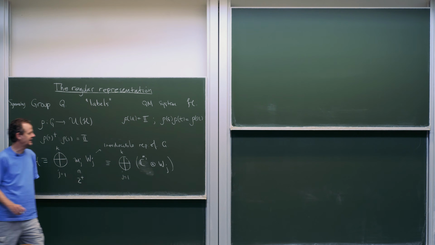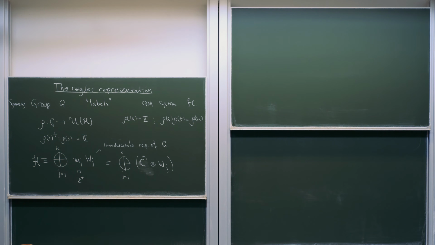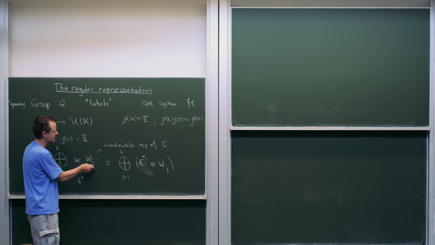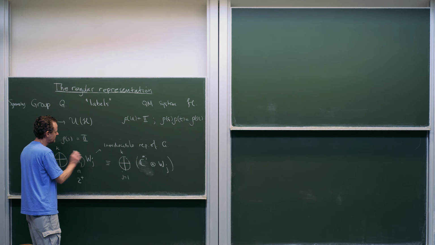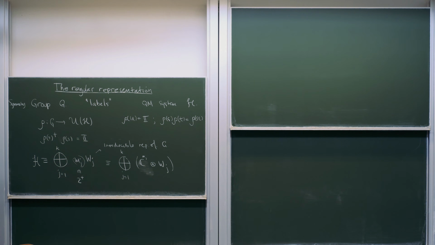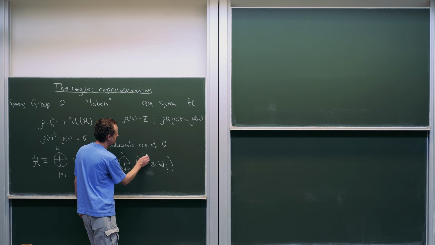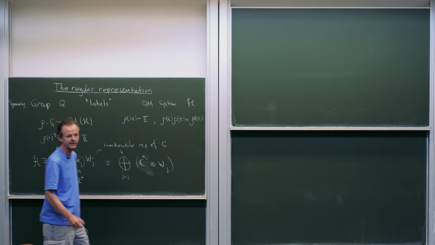Namely, just by using the tensor product, we can write this decomposition in a different way. And this different way turns out to be very interesting later on in more advanced applications of symmetries in quantum mechanics. So what does Mj times Wj mean? It means that in this direct sum decomposition, I have Mj copies of Wj. But another way of saying that is that I've got the vector space C to the Mj tensor Wj.